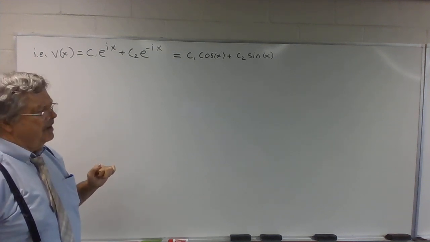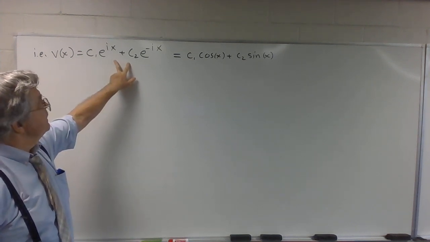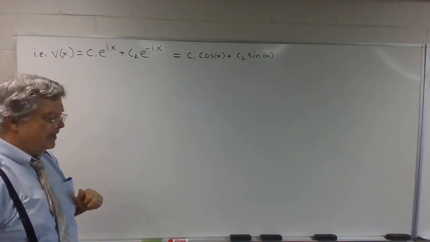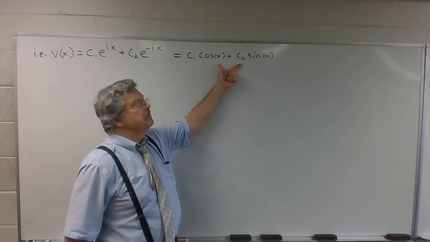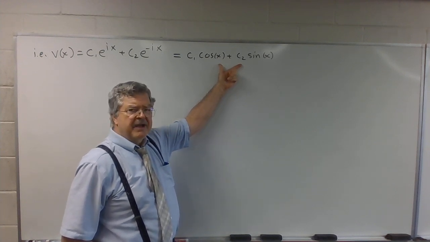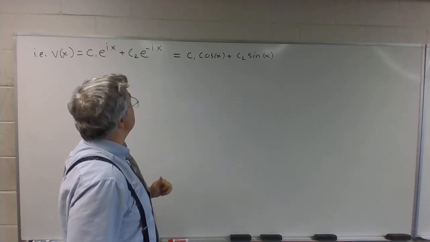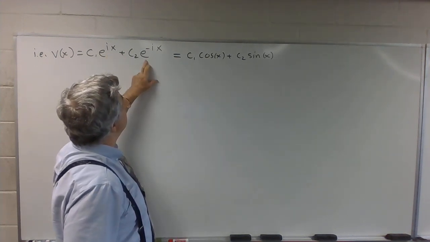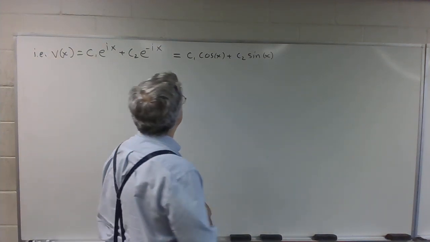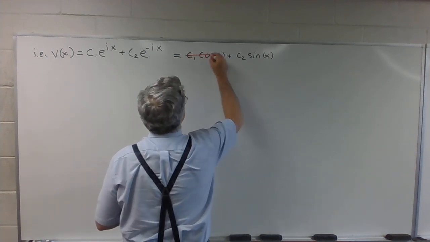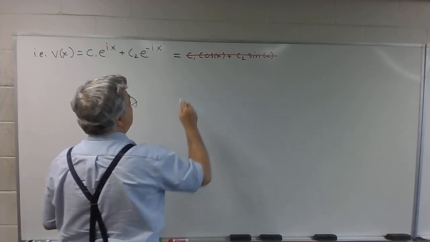the general complementary solution is the set of all linear combinations of e to the ix and e to the negative ix, which is the same as the set of all linear combinations of cosine of x and sine of x. I'm not saying that e to the ix and cosine of x are the same. And I'm not saying that e to the negative ix and sine of x are the same. So perhaps I had better be more careful here and say this.